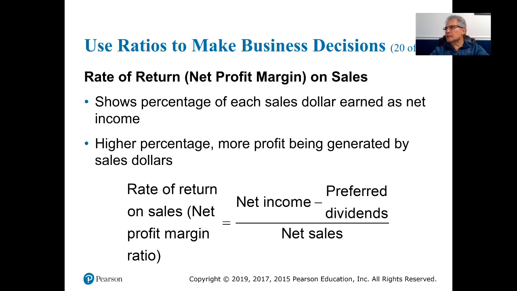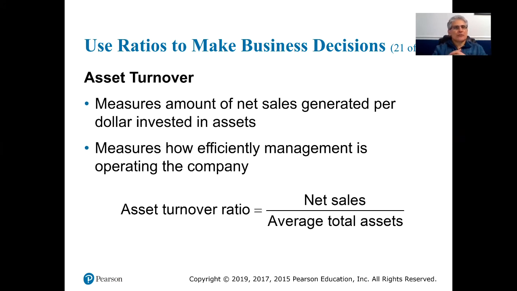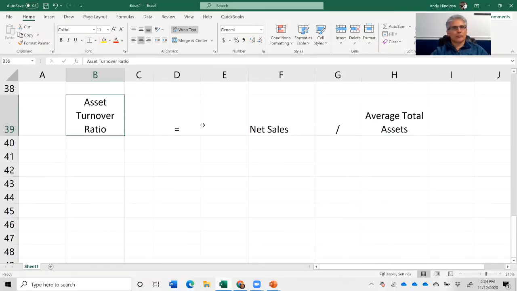Okay, so let's take a look at our next ratio, asset turnover. This measures the amount of sales generated per dollar invested in assets. It measures how efficiently management is operating the company. The asset turnover ratio is computed by taking net sales and dividing it by average total assets. So we plug in the formula here to the spreadsheet. Asset turnover ratio is equal to net sales divided by average total assets.